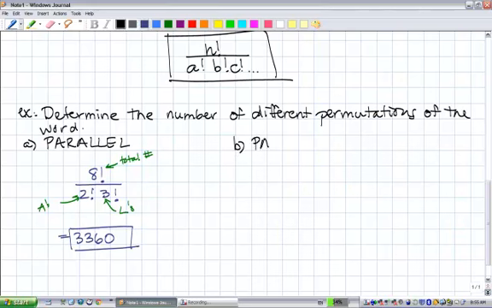Why don't you try the same thing? Let's go with something a little bit bigger, PARALLELOGRAM. Now is probably an opportune time to hit pause, take a minute, discuss with your neighbors how to find the answer to this.